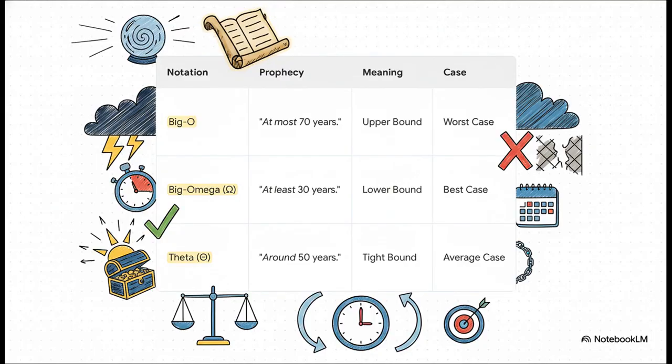Think of it like a prophecy about a lifespan. Big O, which is the one you'll hear about the most, is the worst-case scenario. The prophecy says you will live at most 70 years. It's your upper limit. Then there's Big Omega, the best-case scenario. You will live at least 30 years. And finally, Theta, which gives you a tight range. You'll live around 50 years.